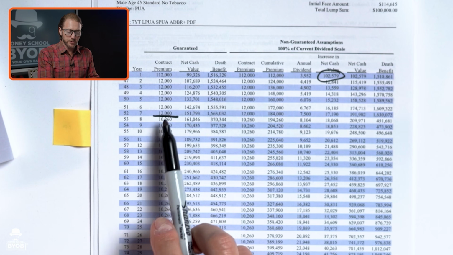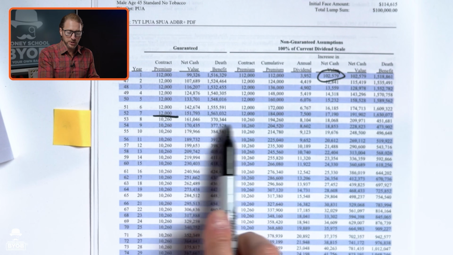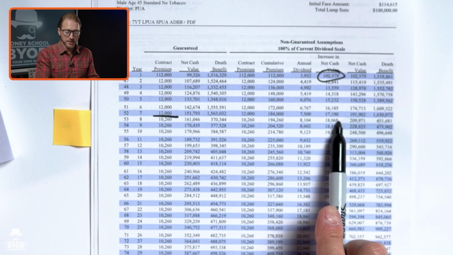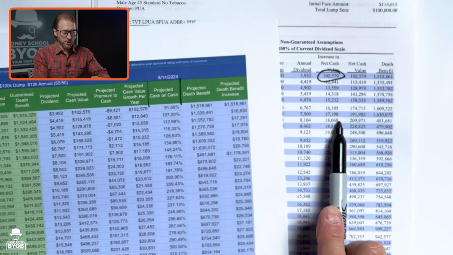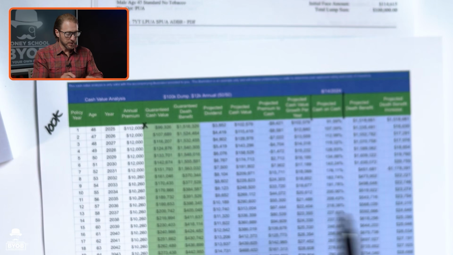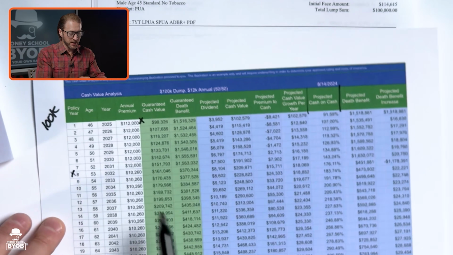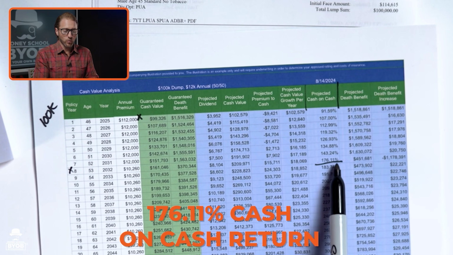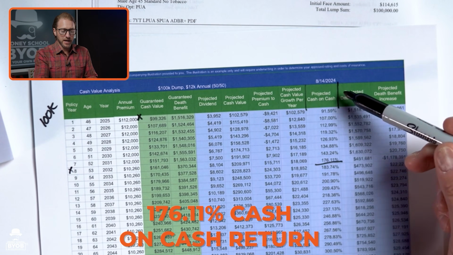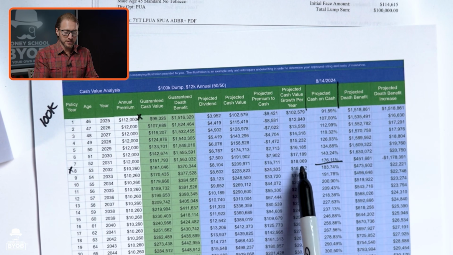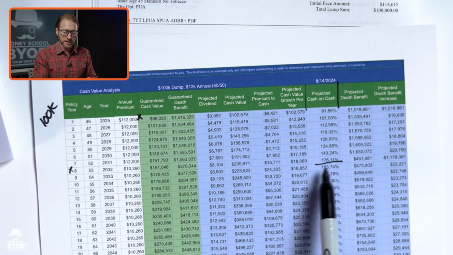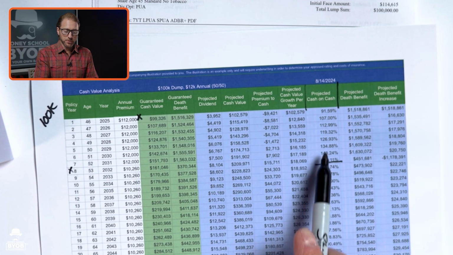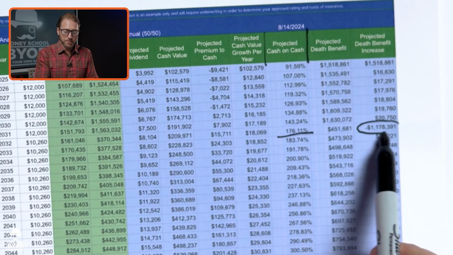But then we reduce in the 7th year because we drop the term. So because we drop the term, we go from 12 to 10,260, but now in the 8th year, you put 10,260 in, and you can take out 18,000. If we come over here, and we look at the 8th year on your cash value analysis, that's 176.11% cash on cash return. Because if you put 10,000 in and take 18,000 out, if you figured the net, that's your numbers.